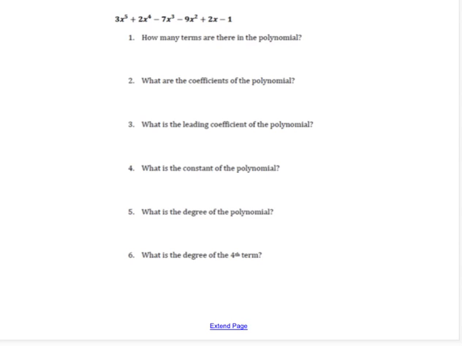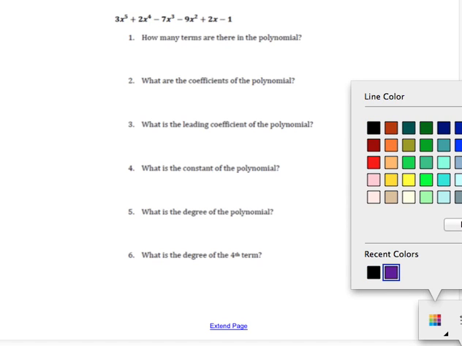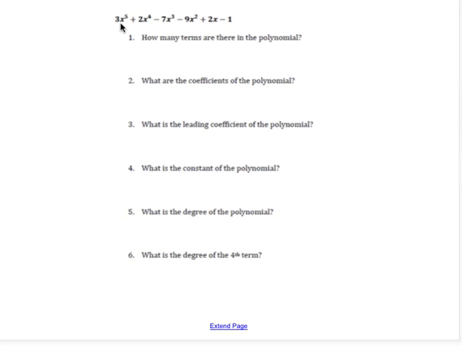So you're given the polynomial 3x to the 5th plus 2x to the 4th minus 7x cubed minus 9x squared plus 2x minus 1. The first thing it asks us is how many terms are there in the polynomial. That's just simply counting the number of things that are separated by pluses and minuses. So that's 1, 2, 3, 4, 5, 6. So there are 6 terms.